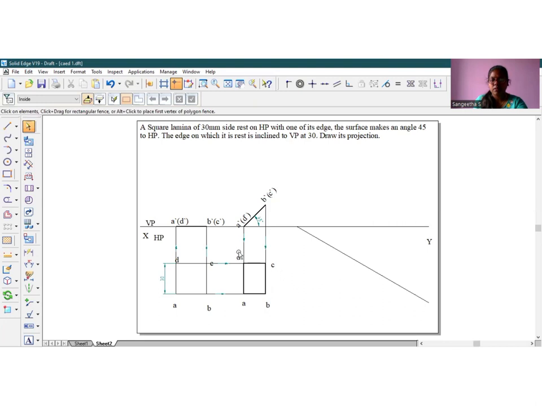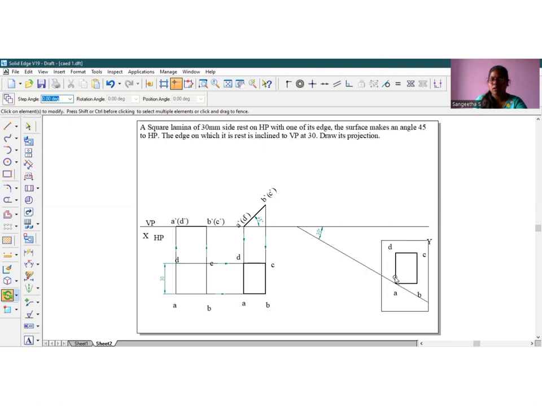Now we have to place this square on a VP inclination. So first let's measure the VP inclination. It is 30 degrees. So now let's move the rectangle. Let's point the resting corner A on the VP inclination. Now we have to rotate the square in such a way that the resting edge is inclined to VP. So the resting edge is A and D. So the resting edge has to be inclined to VP at 30 degrees.